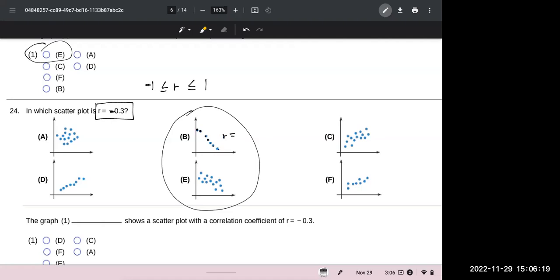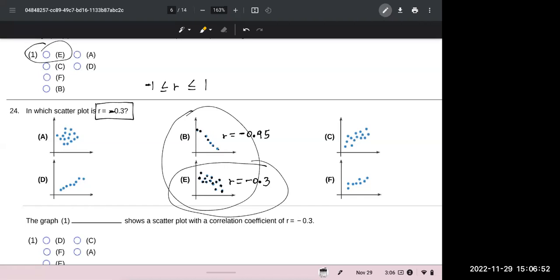I would say here R will be equal to -0.95, almost -1. So when you have the perfect correlation, that correlation coefficient will be equal to 1 or -1. Here we're talking about negative correlation. So here, since this is not a perfect negative correlation, I would say low or moderate negative correlation. So this is R equal to -0.3. So the correct answer will be E right here.